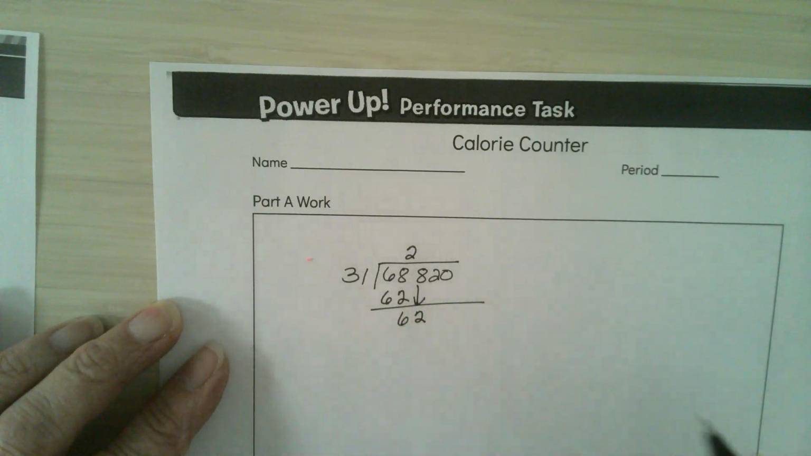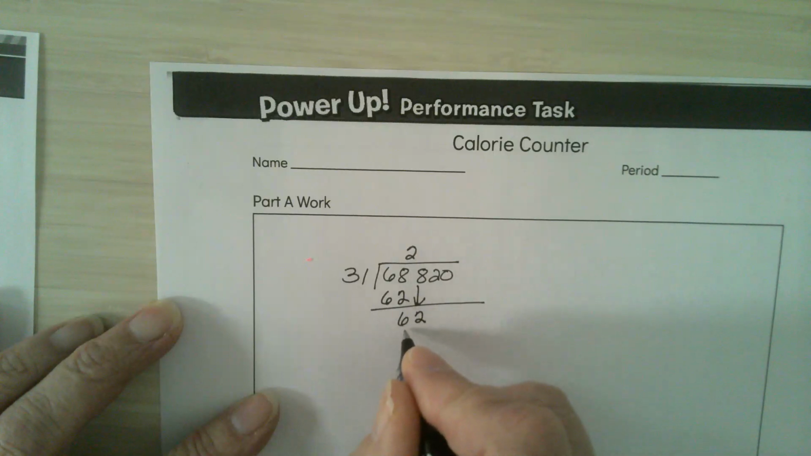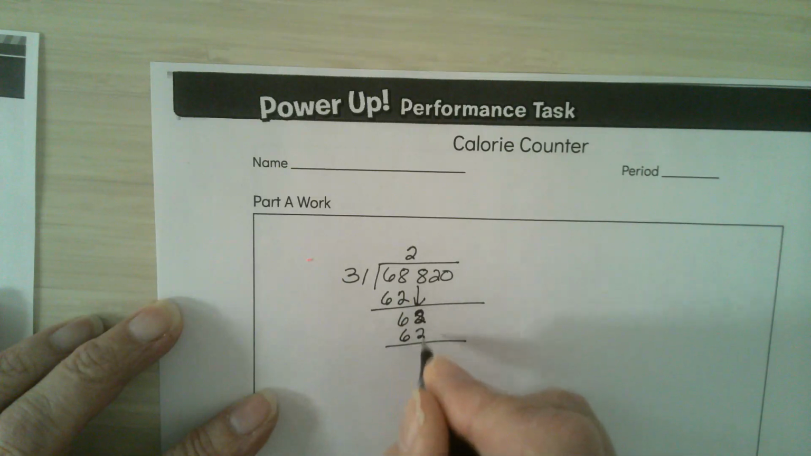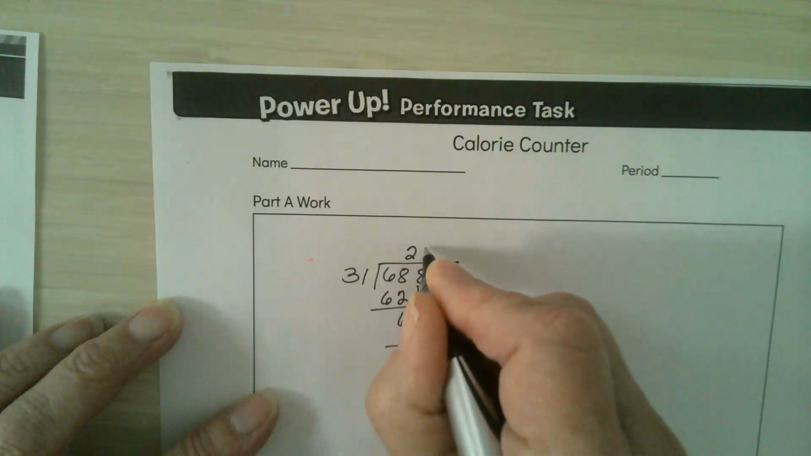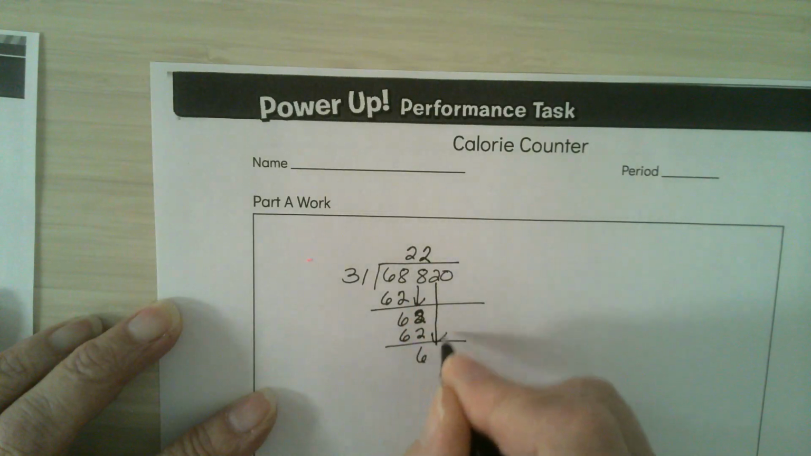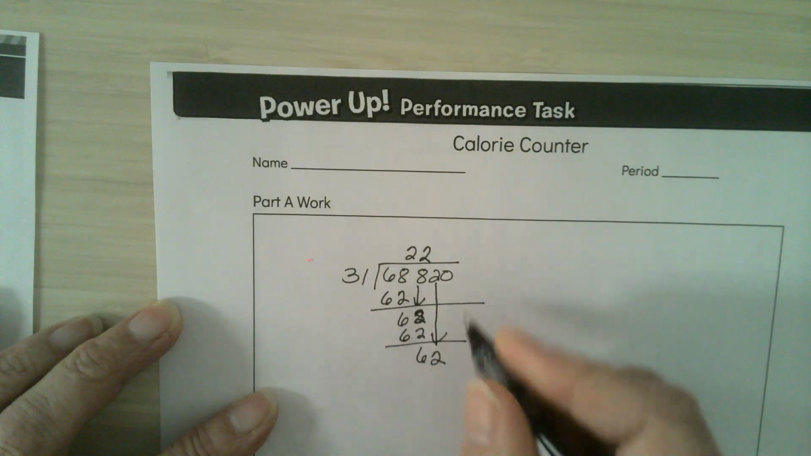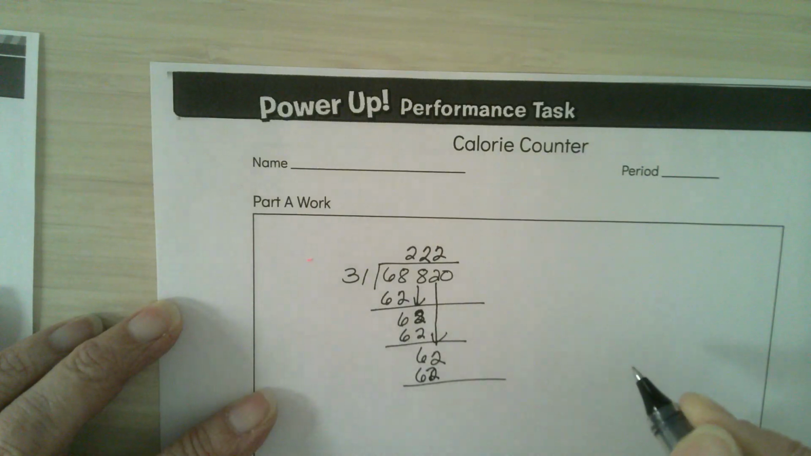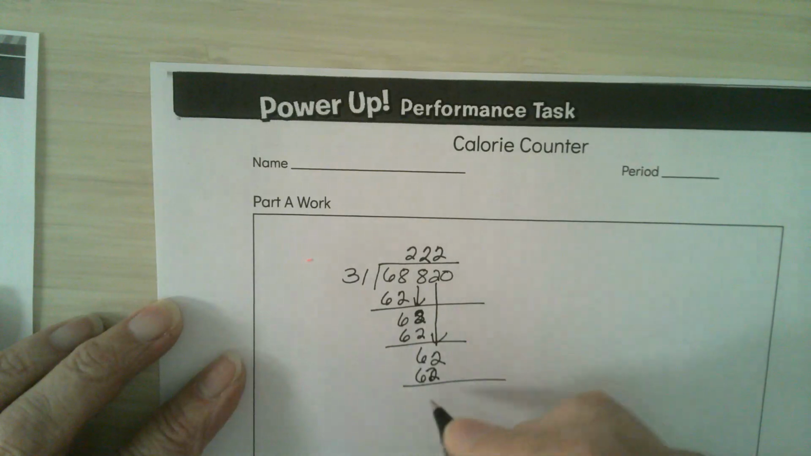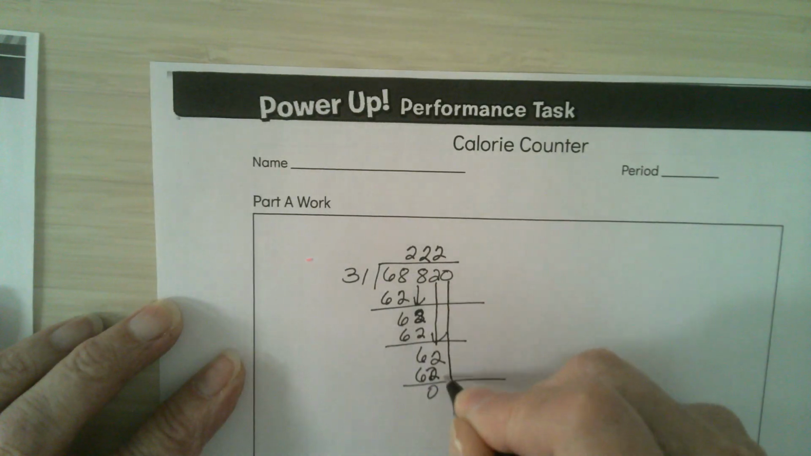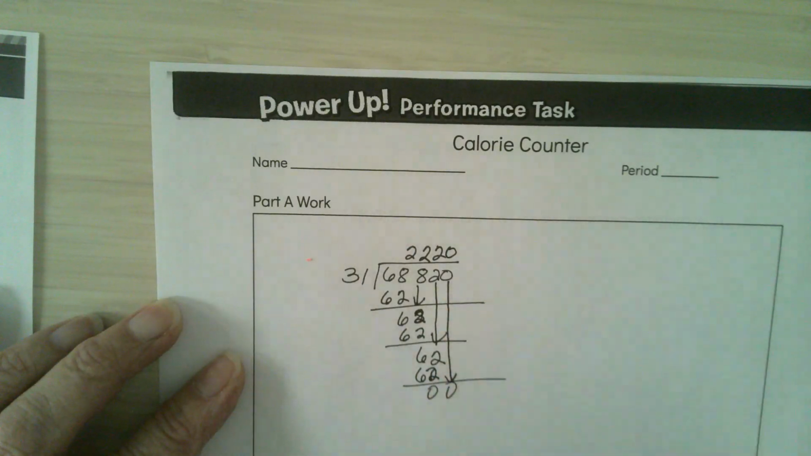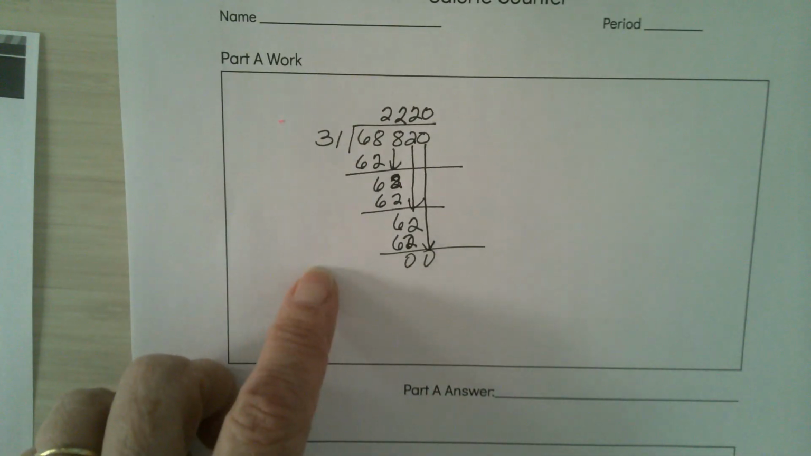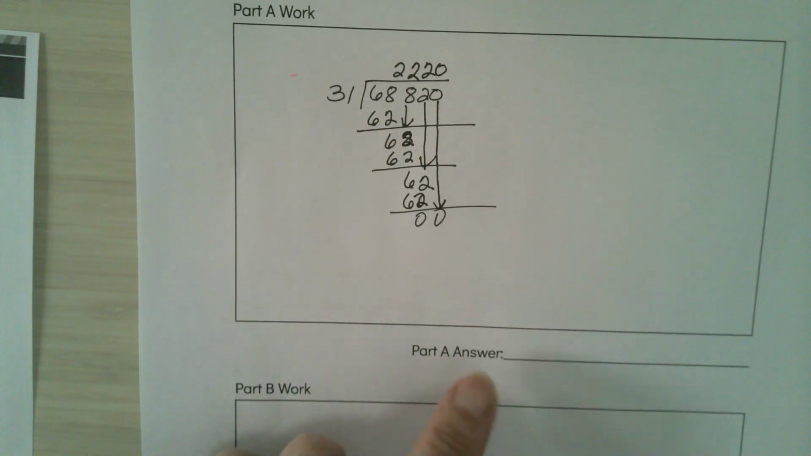This is a pretty friendly division problem, isn't it, kids? That's a 68. 62. Subtract, 8 minus 2 is 6. Don't forget to put the 2 up there. Bring down. 31 goes into 62 2 times. Now, does he consume 222 calories? No, we have one more number to bring down, don't we? He consumes 2,220 calories. Now, show the division, and then you have to put your answer on this blank.